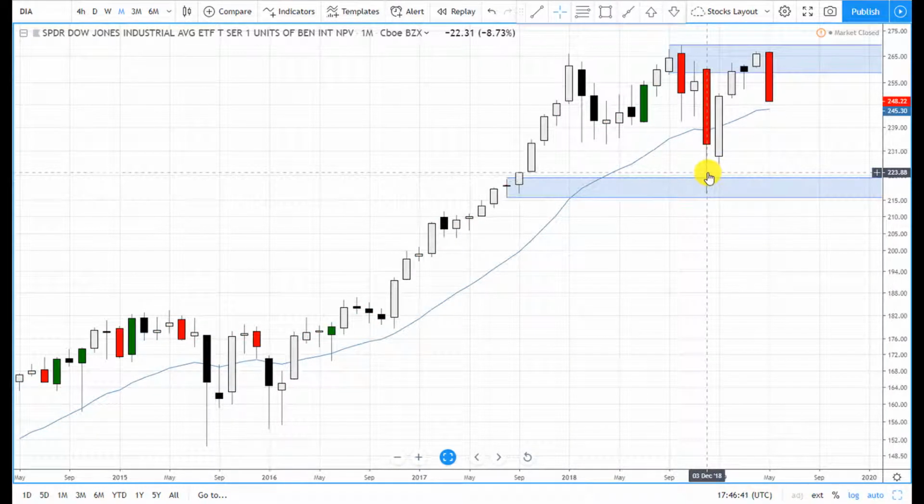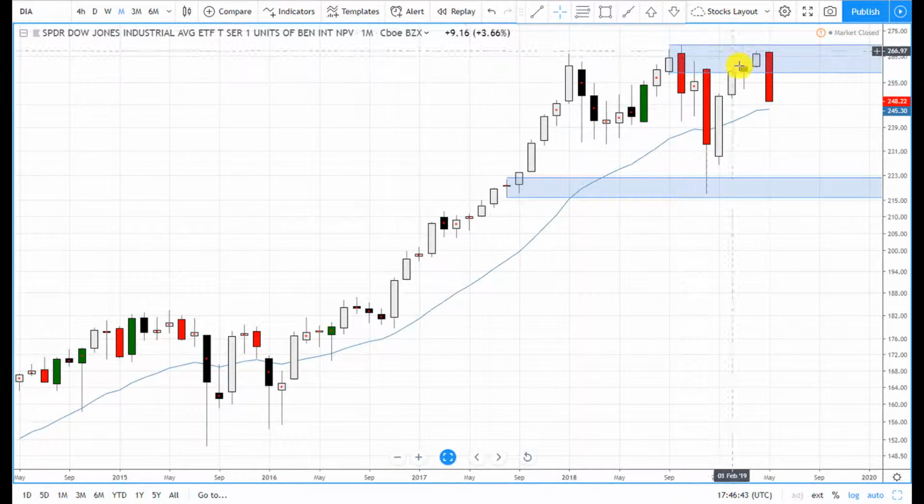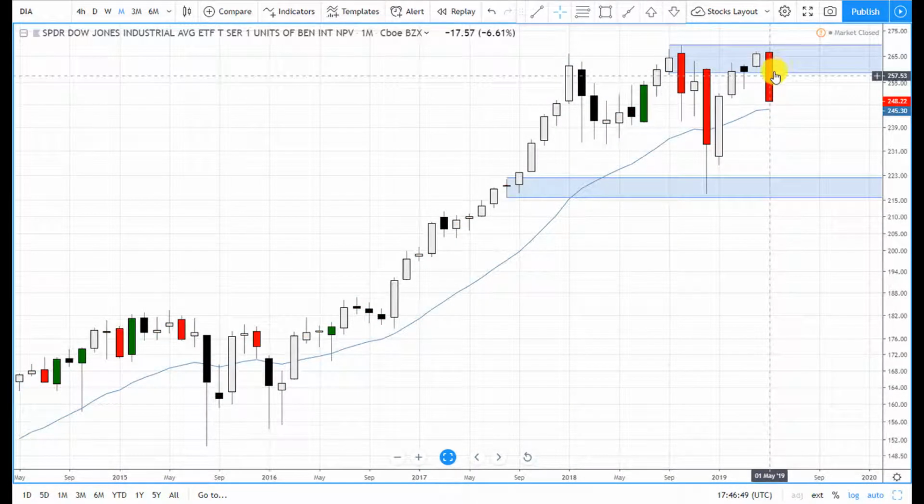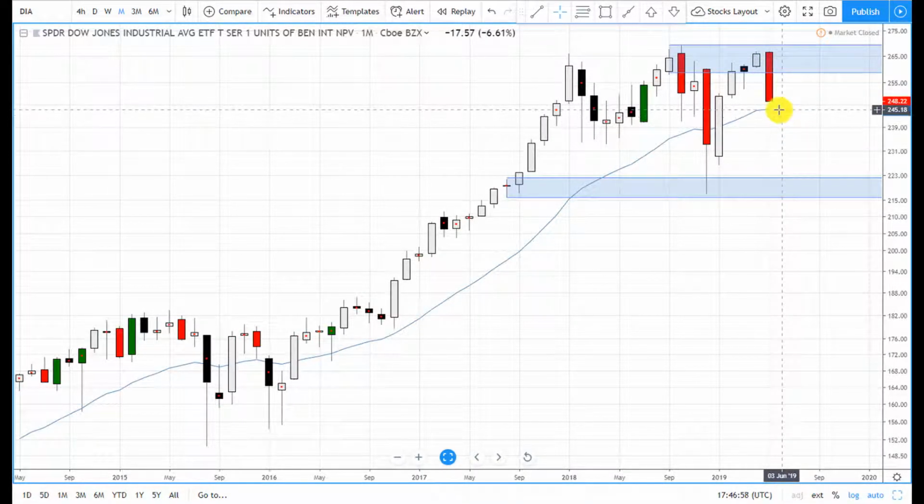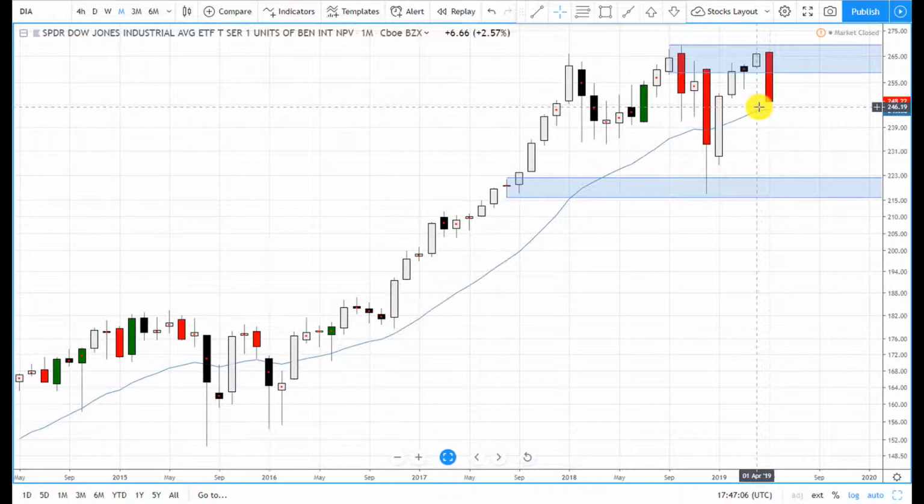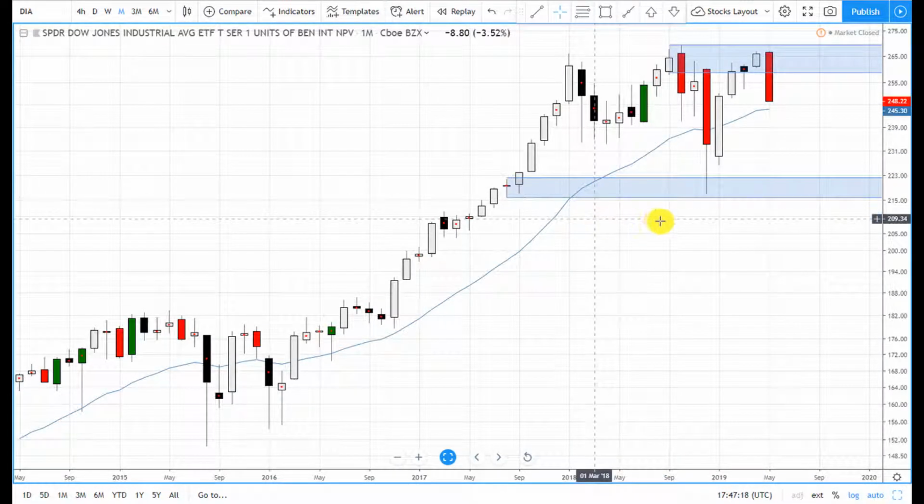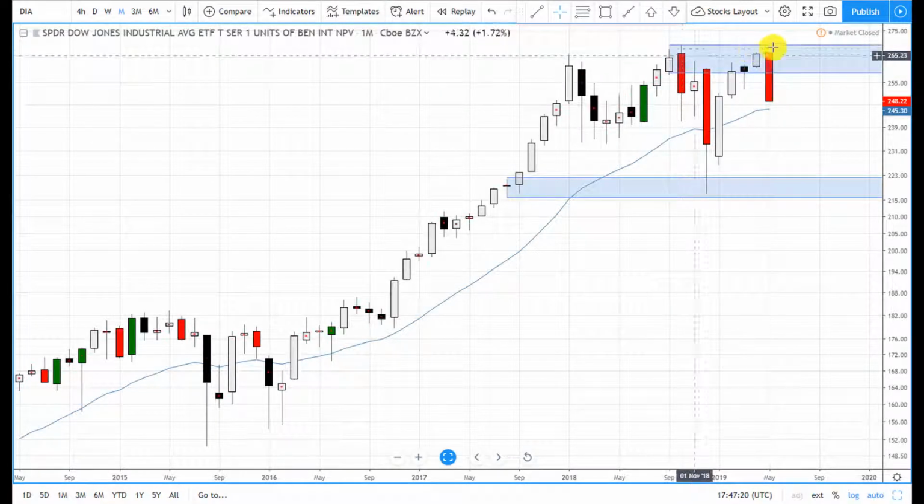So then it dropped down to this demand zone and it rallied back up again, but it hit this supply zone here, and then it forms this big red bearish engulfing candle, and then price dropped. So price could drop some more until it touches this moving average line, and then if it touches this line it could rally, or if it breaks this line it could go lower. I'll tell you why in a little bit here. But this is what we have on the monthly chart. It hit the supply zone here and then it's dropping.